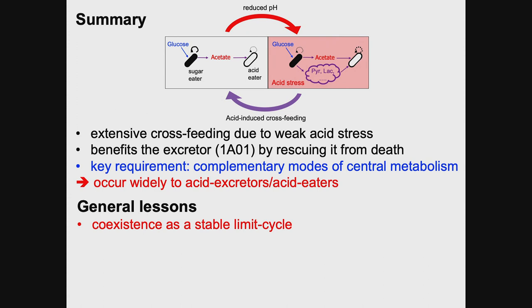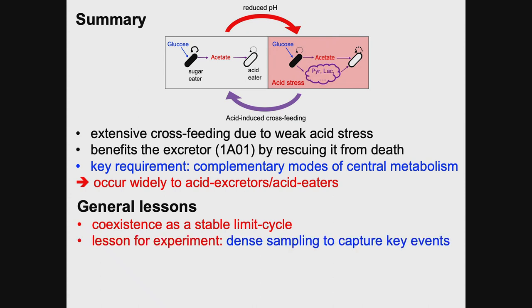Right. And some general lessons. I guess number one is to think about coexistence not as a steady state, not just dd t equal to zero, but as a stable limit cycle. So even though everything looks fine, the critical thing is happening in just a two-hour window. Everything is happening in a two-hour window, and otherwise you completely miss it, suggesting for experiment that we really need to do dense sampling to catch this moment.